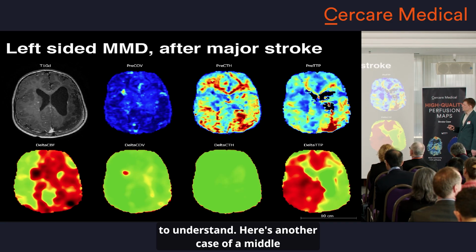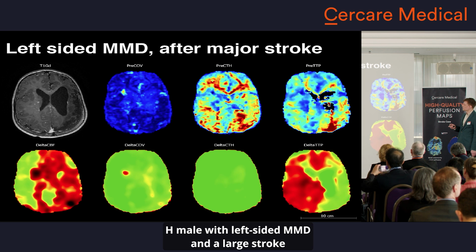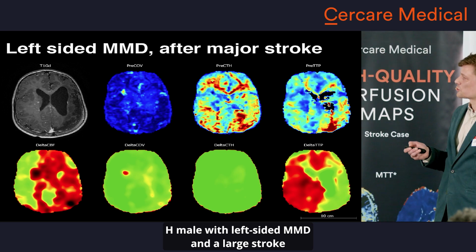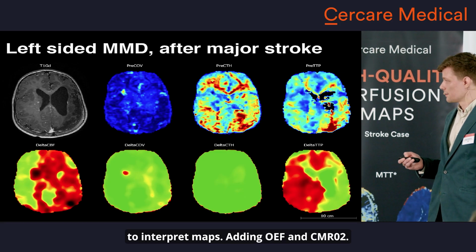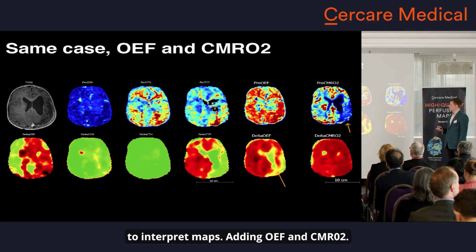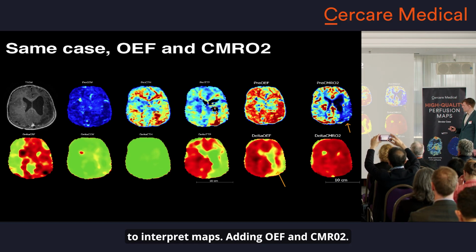Here's another case of a middle-aged male with left-sided MMD and a large stroke with a correspondingly disturbed CVR and hard to interpret maps. Adding OEF and CMRO2.